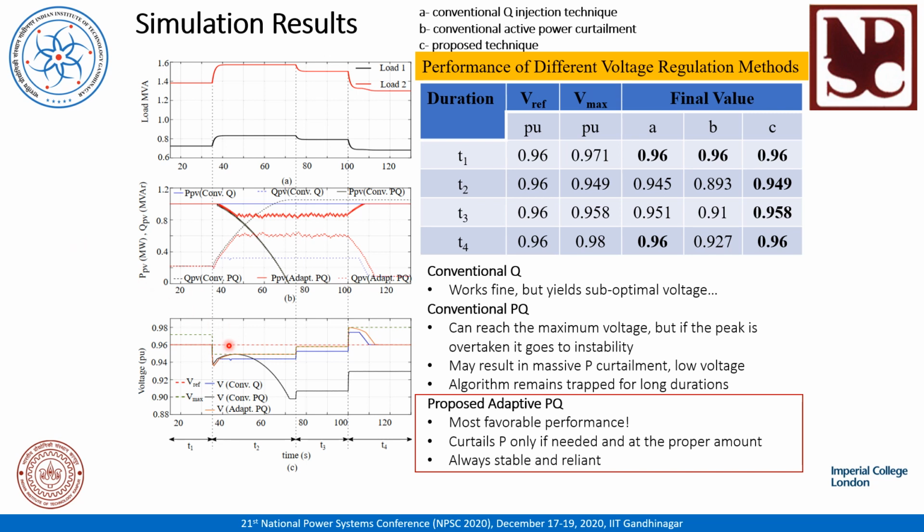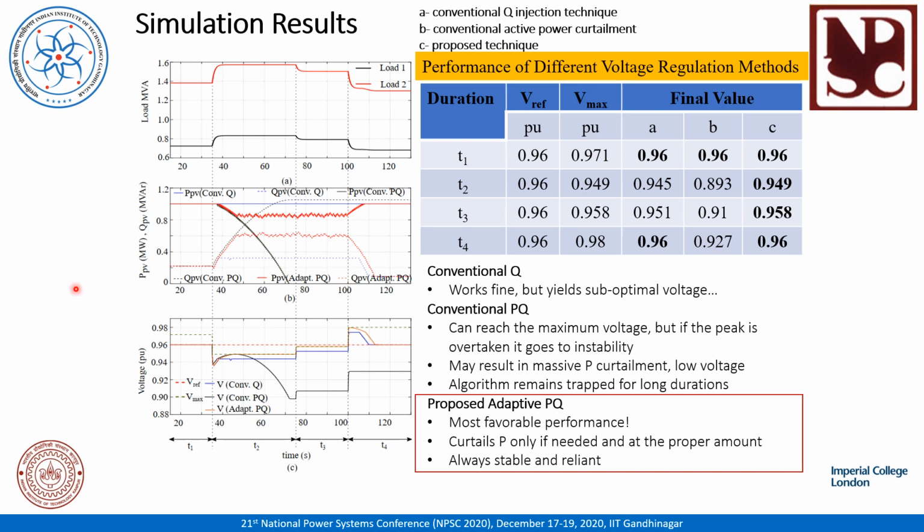The proposed technique manages to regulate the PV node voltage to 0.949 per unit, which is the theoretical maximum limit of this PV node voltage, and which is equal to Vmax. This Vmax is shown in this dotted green line. The conventional active power curtailment technique reaches this Vmax point and overshoots it, carrying on in the wrong direction until the PPV becomes 0. And this results in a very low voltage of 0.893 per unit and this PPV remains trapped at the 0 point for the other two durations.